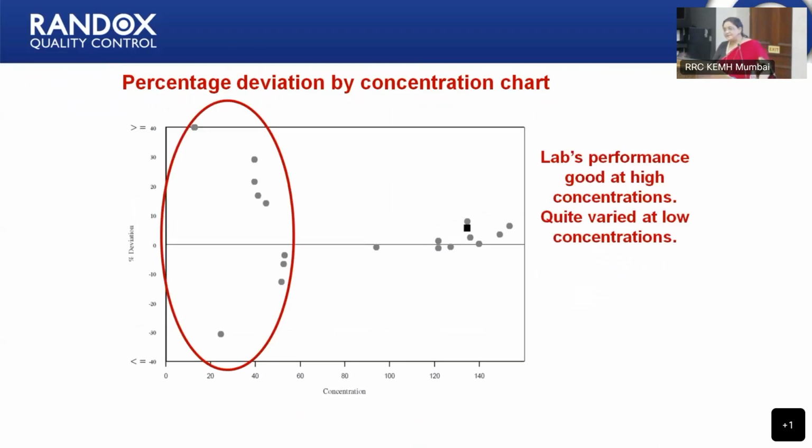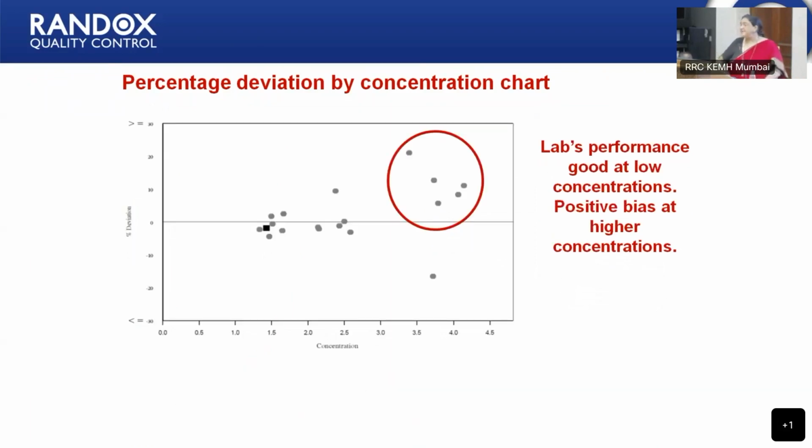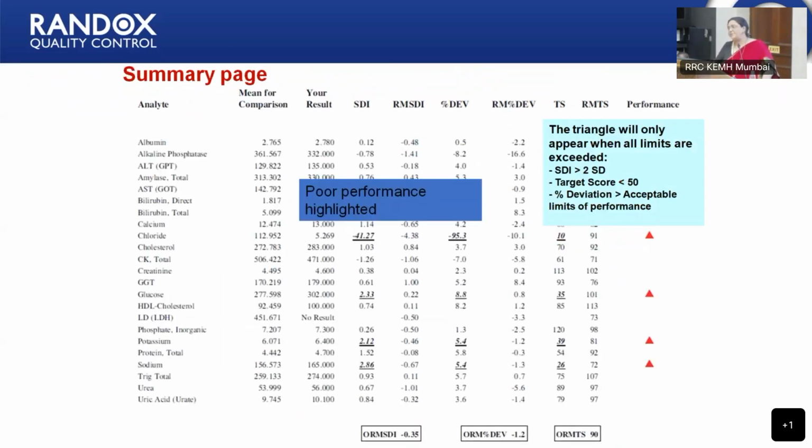If you look at this graph, you can easily understand that for this particular parameter, all the results reported at lower concentration show quite high variation. Similarly, in this graph, you can see that the lower concentration is performing quite well, whereas at higher concentration, the variation is low. This graph will help you understand the calibration performance for the parameters in your instrument.